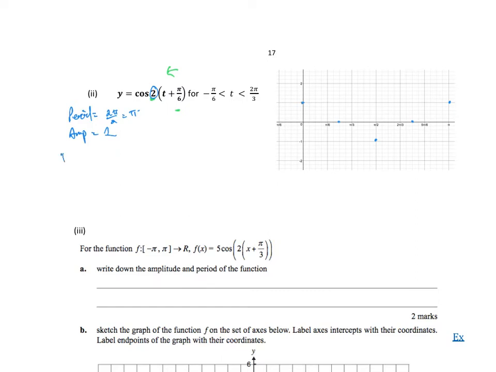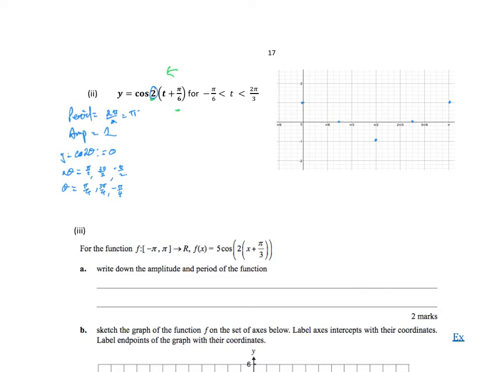So let's just solve if y is equal to cos 2 theta. We want to solve that equal to 0. Well, where does cosine equal to 0? That means 2 theta is equal to, it has to be pi on 2 or 3 pi on 2 and negative pi on 2. So theta is equal to pi on 4, 3 pi on 4 and negative pi on 4. So they should be my axis intercepts. So where is pi on 4?